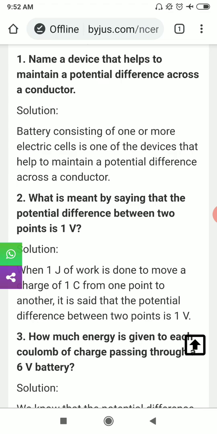A battery consisting of one or more electric cells is one of the devices that helps to maintain a potential difference across a conductor. You can use a single cell or a set of cells which makes the potential difference.